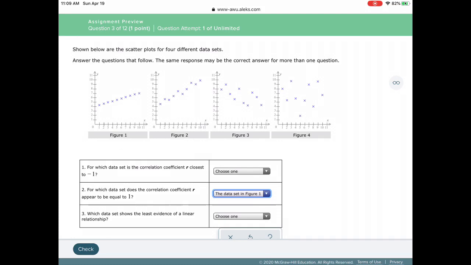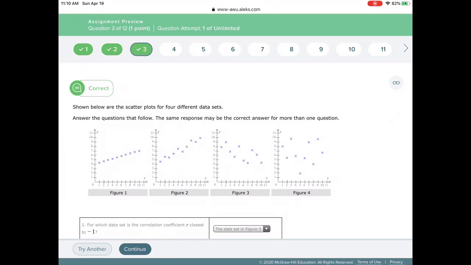Question 1 says which one is closest to -1. So the very first thing that we have to realize here is we need something that's going down from left to right. And the only one that's really doing that is figure 3. So that's the only one that can be closest to -1. And then question 3, which data set shows the least evidence of a linear relationship? That's clearly 4. It would be very difficult to put any kind of best fit line for that one.